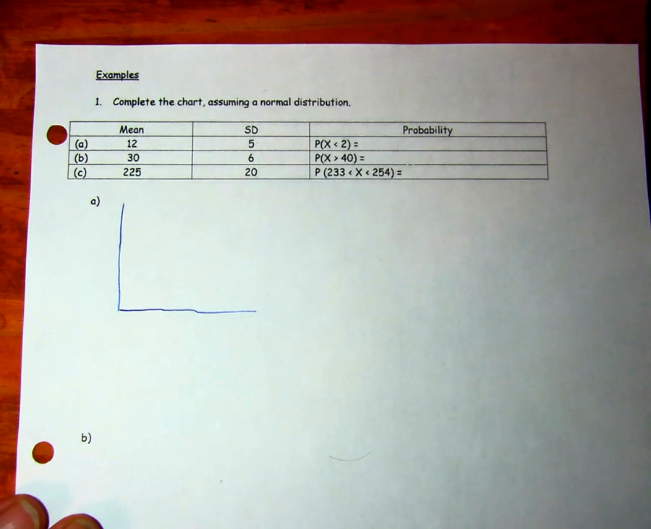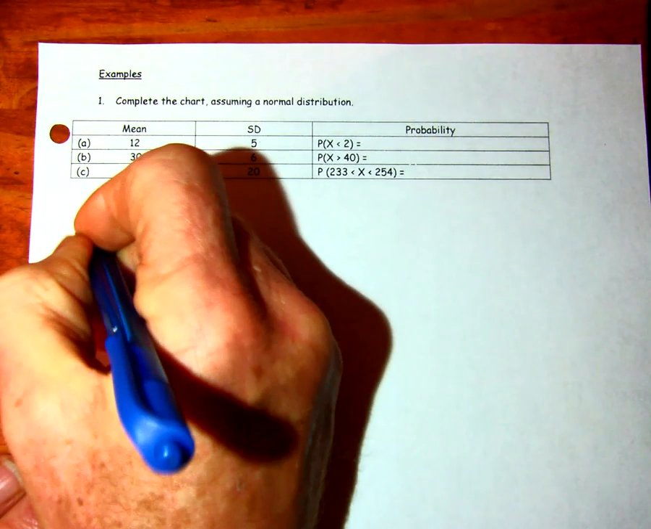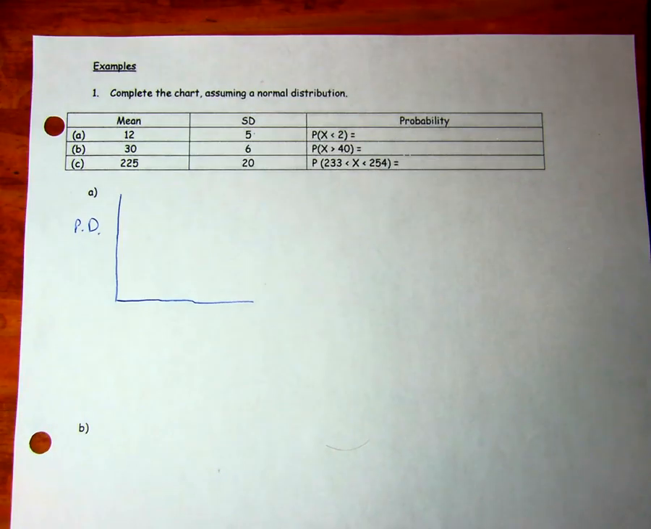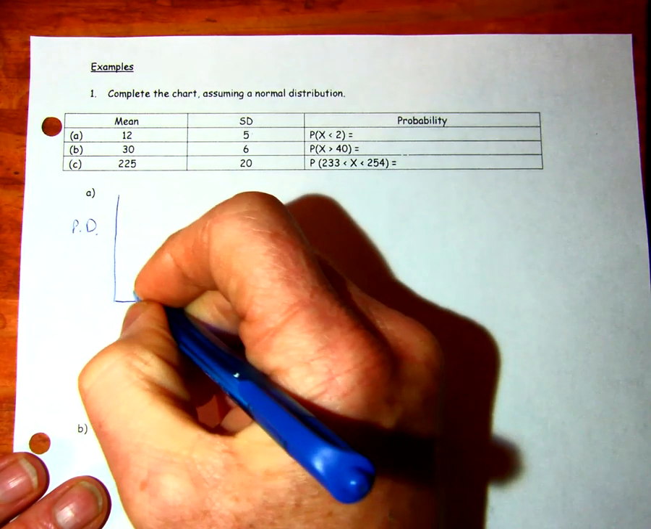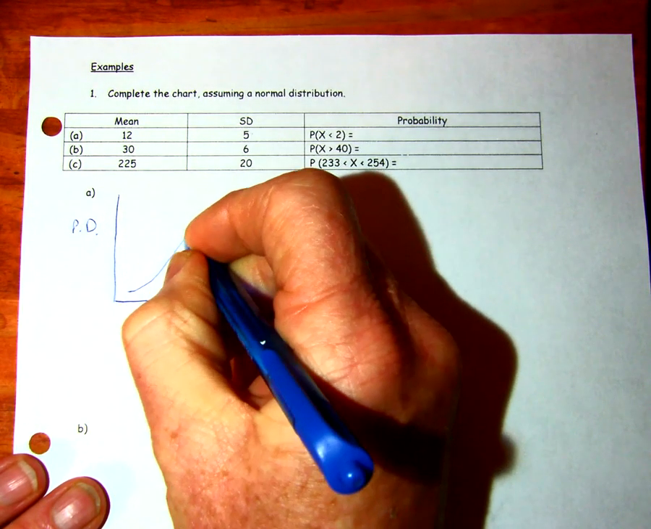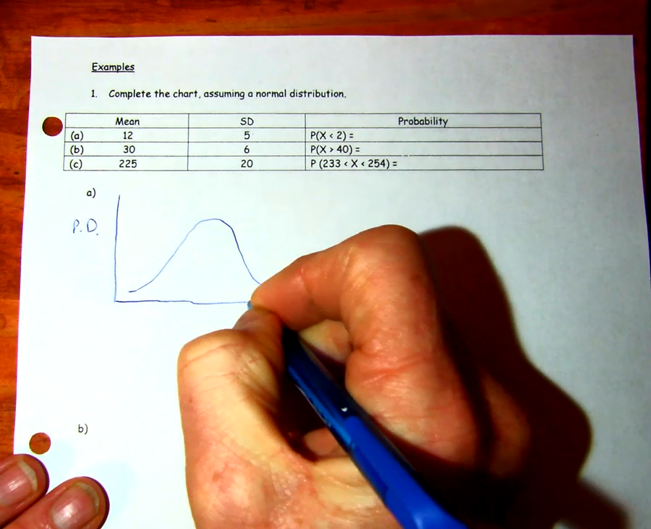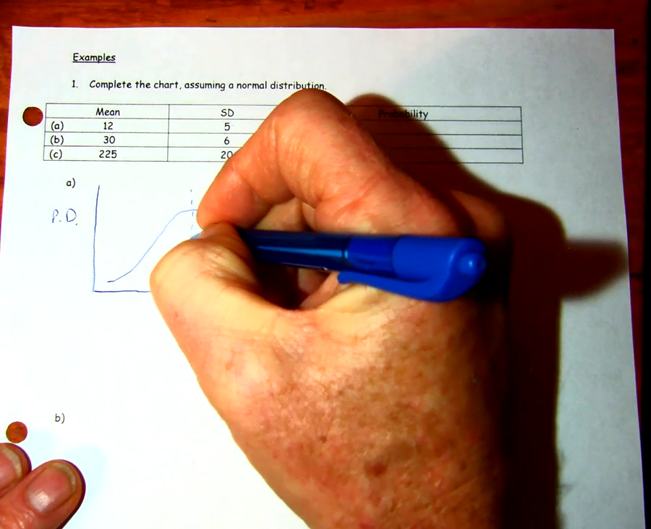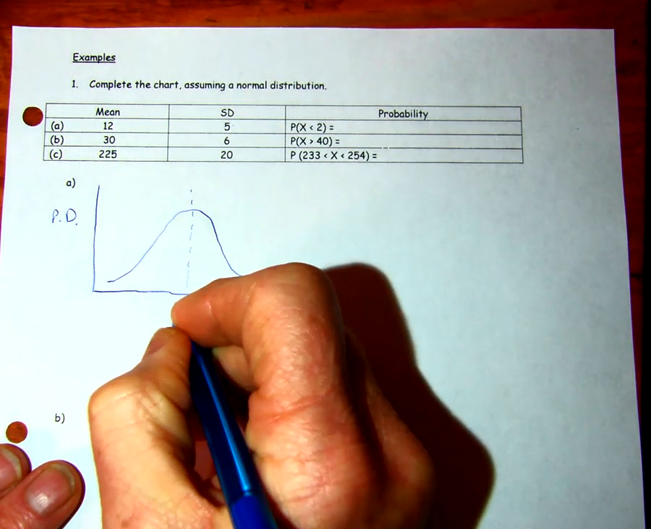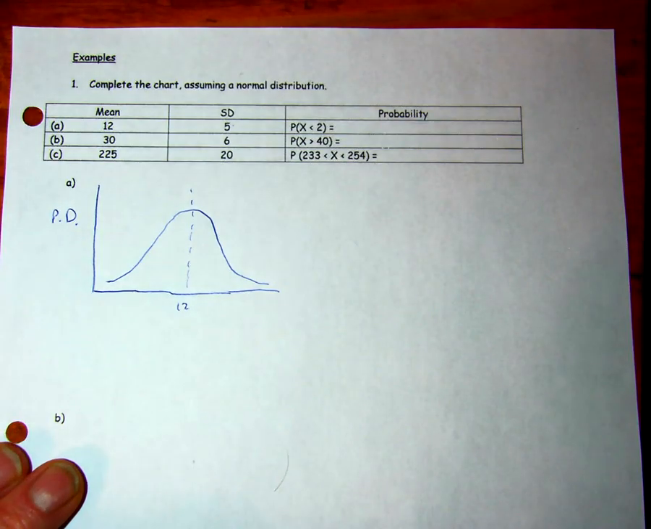What does it mean? Okay, so this is a probability. You don't have to draw a graph, but we are going to do it. So we have a bell curve. Let's just draw a bell curve, a normal distribution. The mean is what? The mean is 12. The standard deviation is 5.